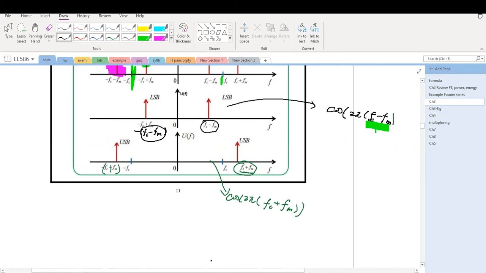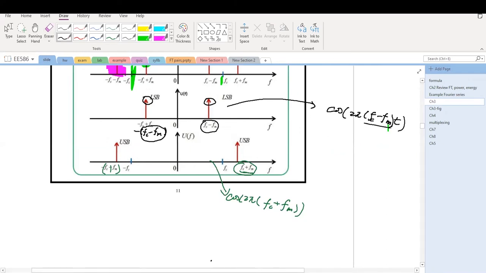Then what is the cosine signal? This is a cosine signal, right? Whenever we see two specs in frequency domain, immediately we should reflect ourselves in time domain. That's a cosine signal, right? Okay, then cosine signal, what's the frequency? This frequency will be 2 pi (fc minus fm).